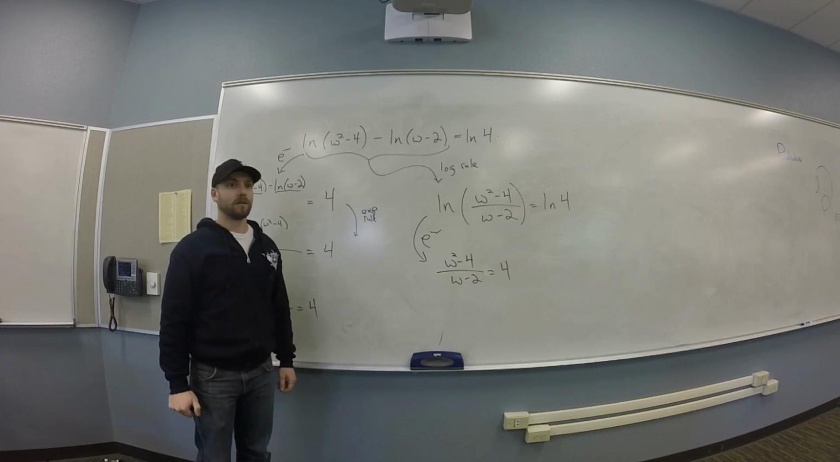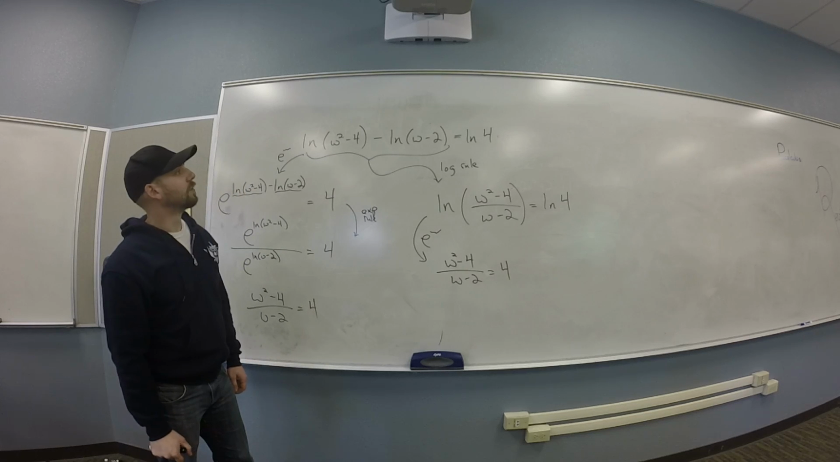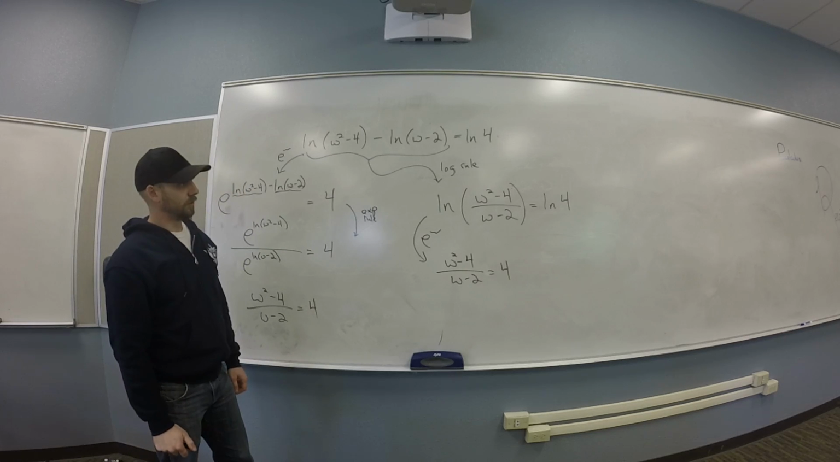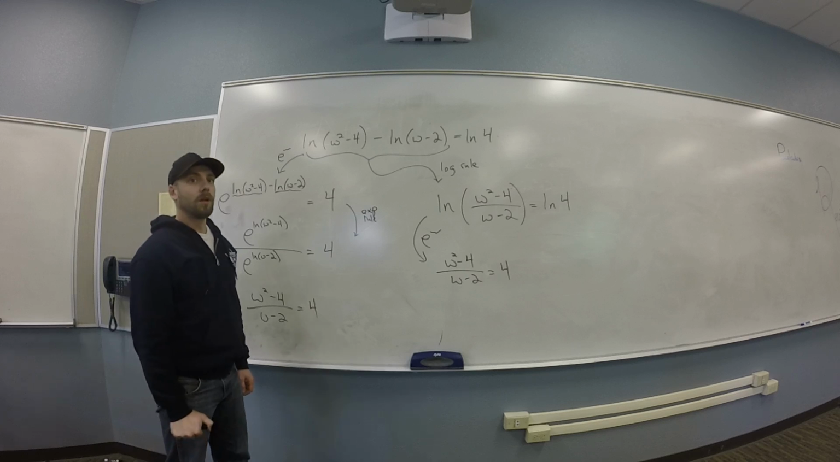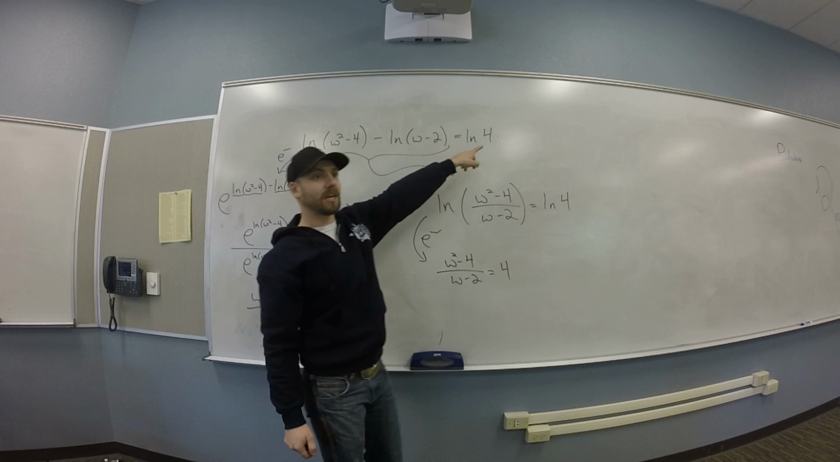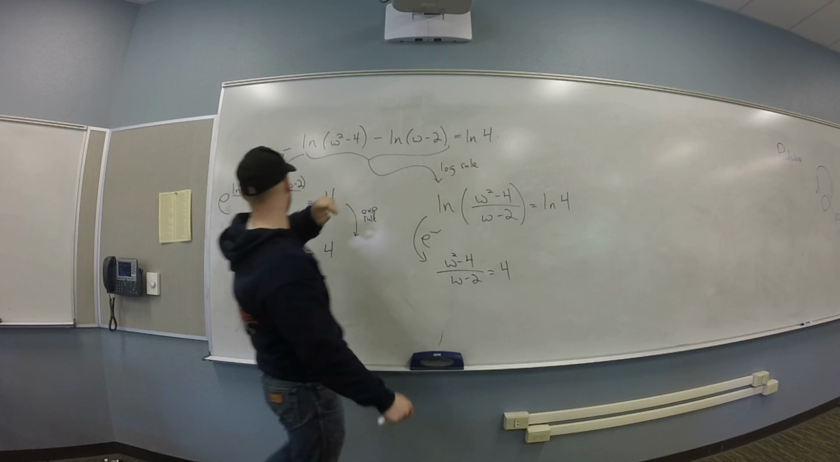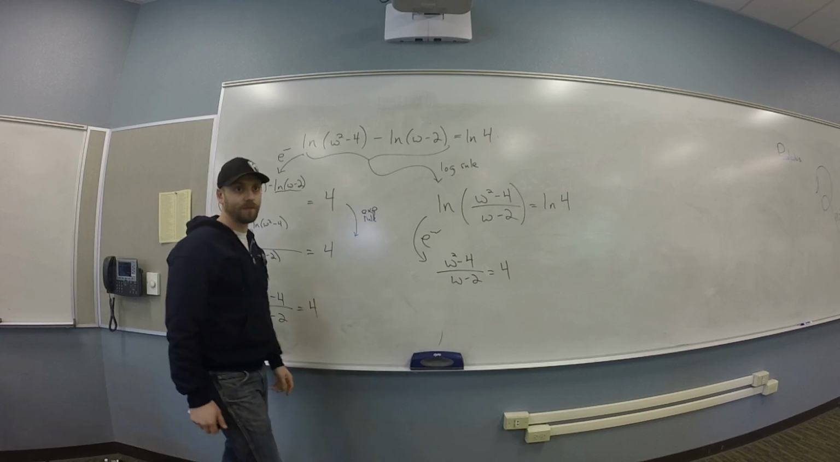Could you add the natural log of w minus 2 in the very beginning to the other side, and then take e to the stuff, and just cross off the natural logs? You could do that too. You could add this to that side, and then e to the stuff everything. But you will still have an exponent rule that you have to deal with.